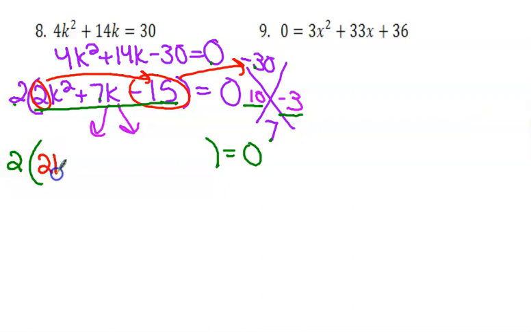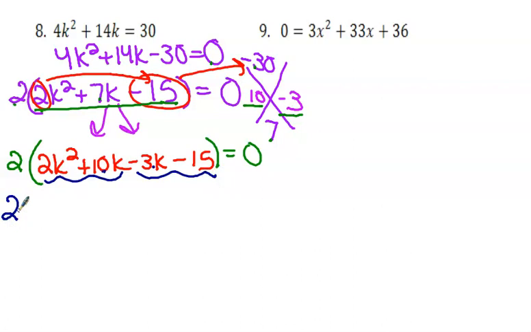So I have 2k squared plus 10k minus 3k minus 15. Okay, so instead of writing 7k, I wrote in these factors. I replaced them. So now I can group these two separately. So then I have 2. Again, that 2 stays on the outside, and then I'm going to group this.